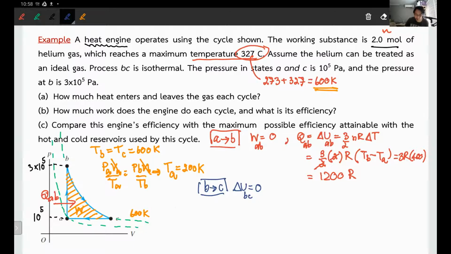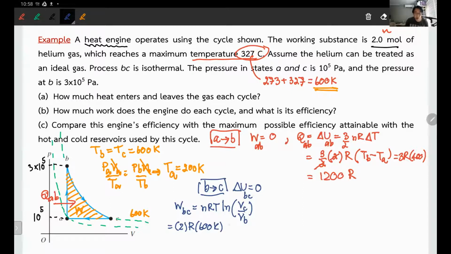In an isothermal process, W is going to be the area under the curve, and it's going to be nRT log of V final, which is the V at C, over V initial, which is the V at B. Cool. All right. We know everything pretty much. n is 2. R is R, just leave it there. Don't want to deal with it yet. Temperature, nice, 600 Kelvin.